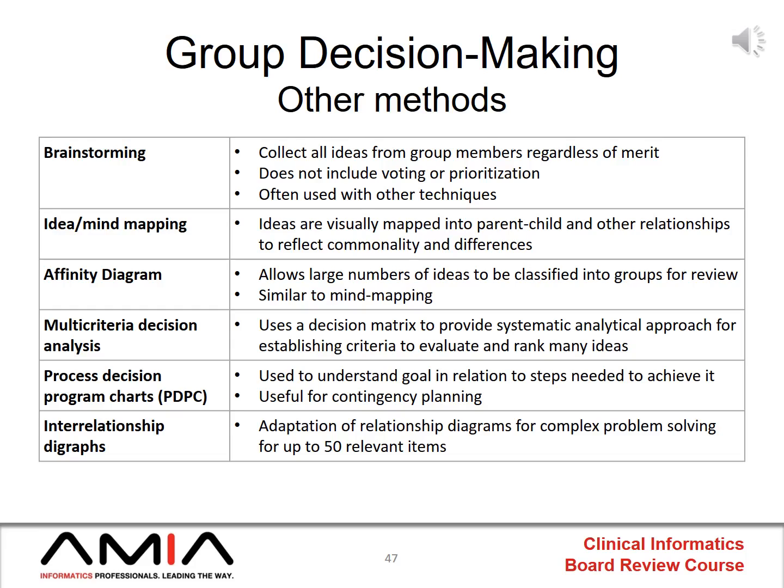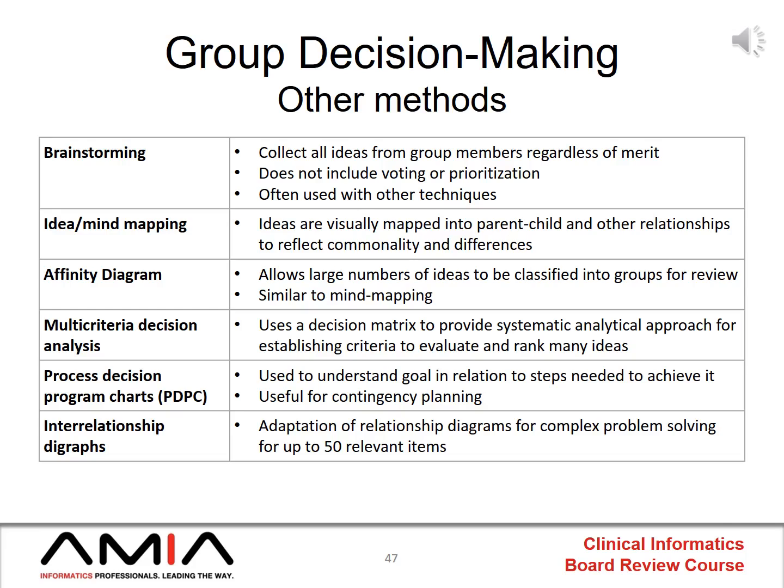Some groups will use idea or mind mapping or affinity diagrams. These allow you to visually map parent-child and other relationships in a very fast manner that creates a visual diagram that's easy for the groups to see. Then there's also multi-criteria decision analysis, which is a decision matrix way of handling decisions where you are evaluating and ranking many ideas. There are also process decision program charts.